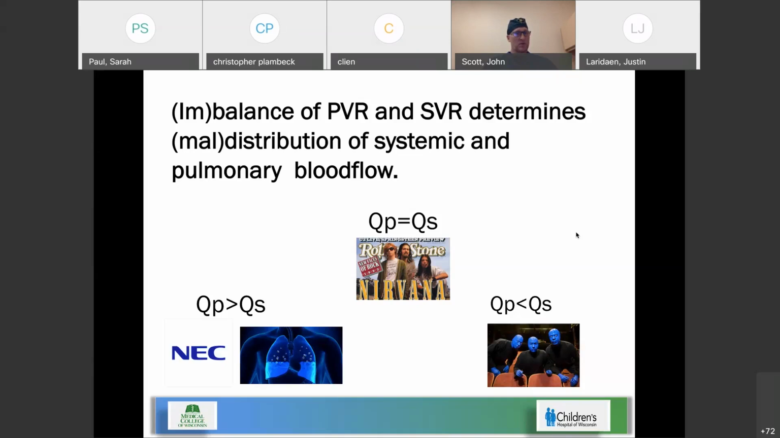If you have too much pulmonary blood flow, that's Qp greater than Qs, and that puts you at risk for systemic hypoperfusion. So you have risk for mesenteric ischemia or NEC, frequently in small babies. Also, you can have increased pulmonary blood flow and generation of pulmonary edema and interstitial pulmonary water. If your Qp is less than Qs, which happens in some other variants, you tend to be cyanotic, and that's why you see the blue line group.